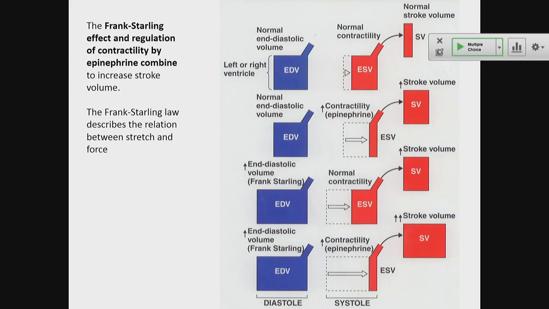So this is a self-regulatory mechanism. If there's more incoming blood, the strength of the contraction increases, which means more blood gets ejected, okay? That makes sure that nothing gets backed up. And we call that the Frank-Starling law. And then I told you there's also an active mechanism to increase stroke volume, and that is achieved through epinephrine, okay? So the sympathetic nervous system can actually increase the strength of the contraction of the heart.